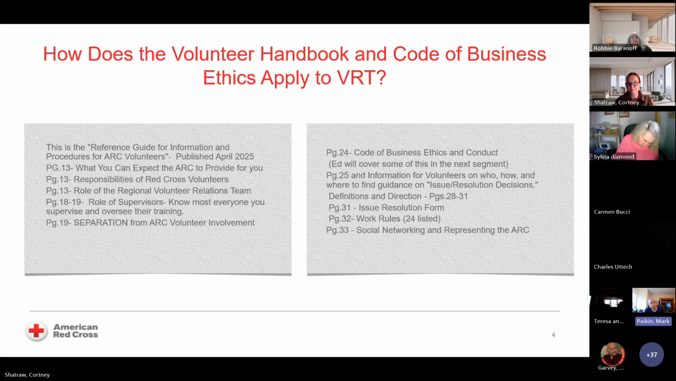Does it relate to the employee handbook? Yes, indeed it does. And really the only way to know that is as you read this volunteer handbook. Can it keep my volunteers out of trouble and give me direction? Yes, it can.